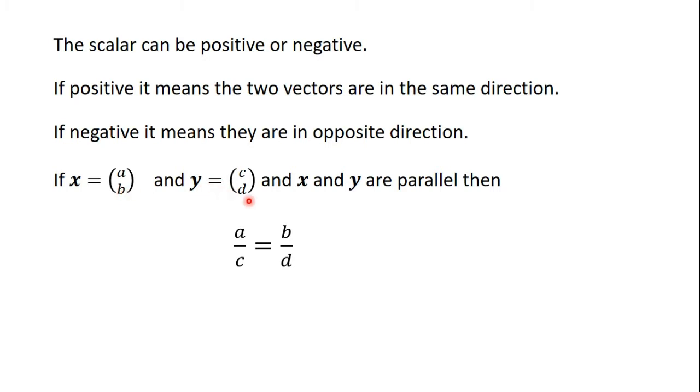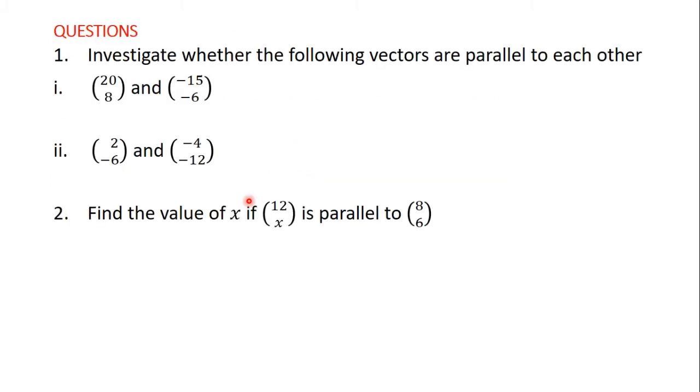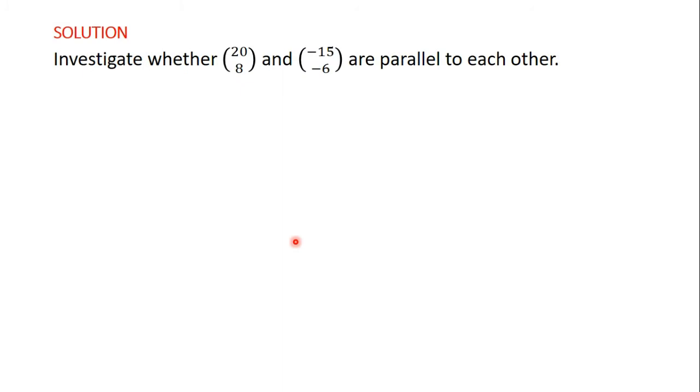Let's pick some examples and solve. You are supposed to investigate whether the following vectors are parallel. We are investigating whether these two vectors are parallel. And in the second example, we are finding x if these two vectors are parallel. Let's pick the first one. Investigate whether (20, 8) and (-15, -6) are parallel to each other.